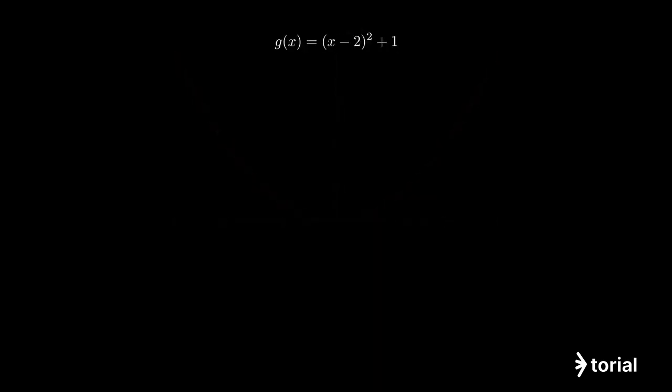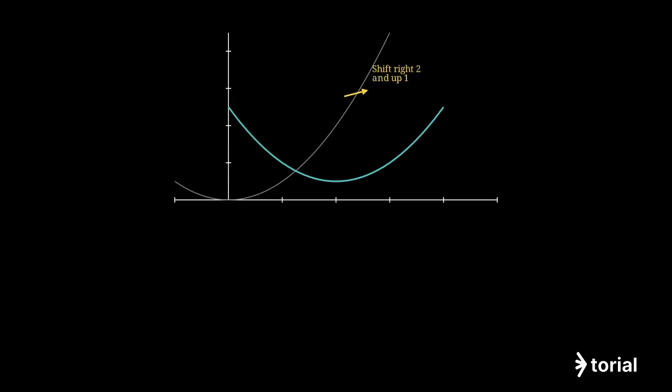Now let's transform it to g of x equals (x minus 2) squared plus 1. The animation shows how the original parabola shifts right by 2 units and up by 1 unit to create the new function.